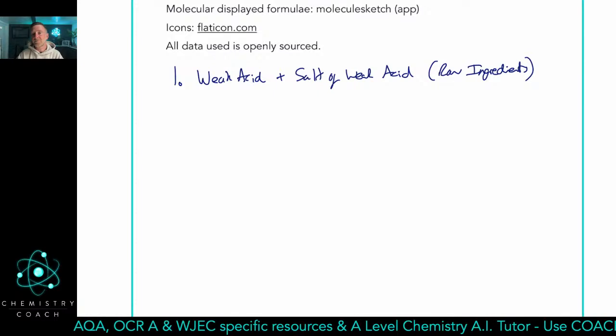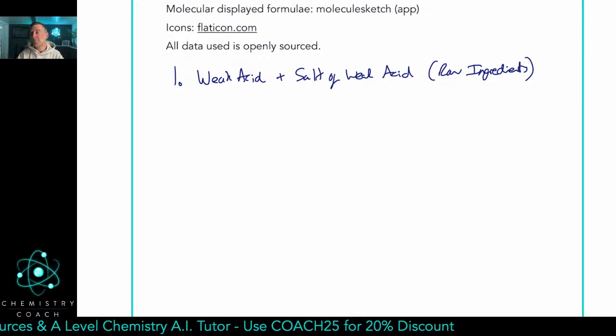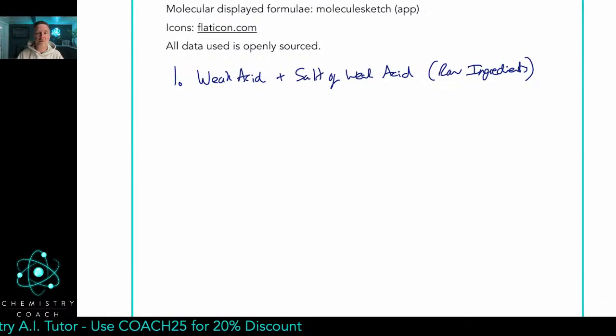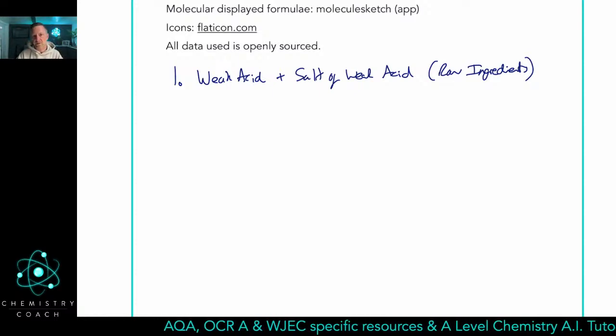That's the weak acid and the salt of the weak acid. So for example, propanoic acid and potassium propanoate. Any combination of those, but just spot the weak acid and the salt that you're mixing together. So that's really where we're creating a buffer using the raw ingredients.